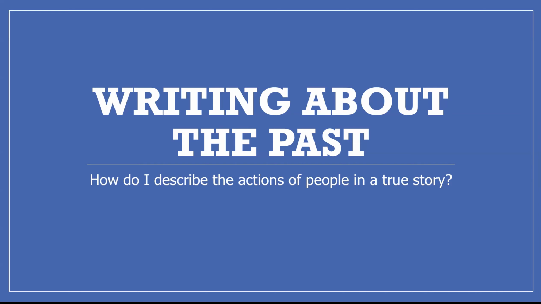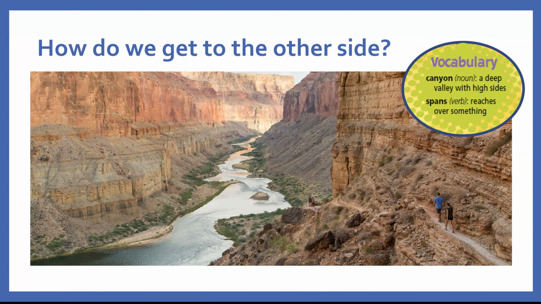We are going to start with a new mentor text and a new skill, writing about the past. You're going to be working to describe the actions of people from true stories. So we're going to start with our mentor text for today, which you can find in your student guided practice book. So we're going to start with a little bit of vocabulary.